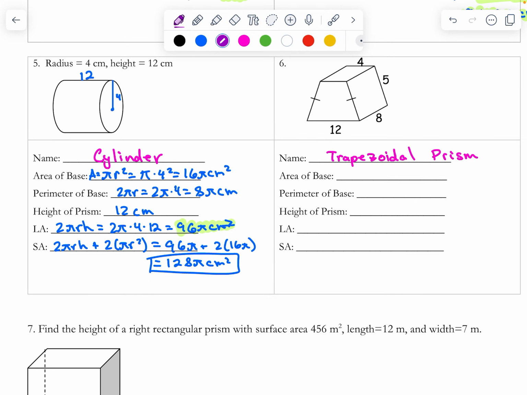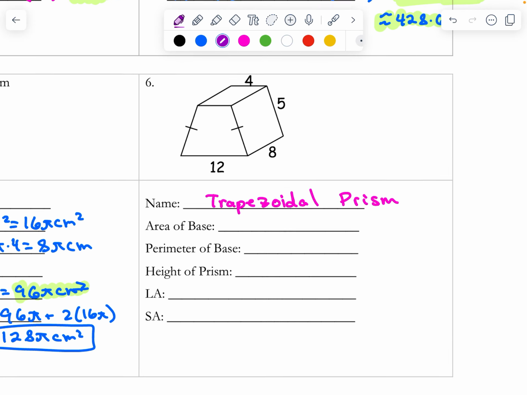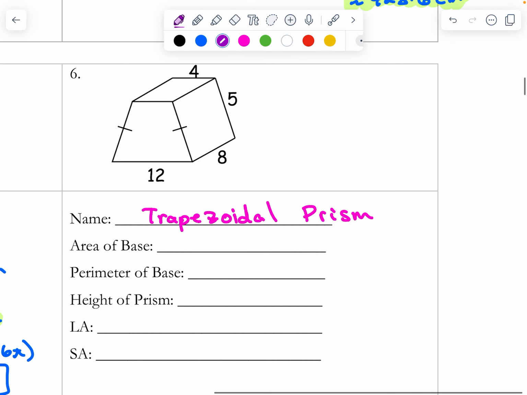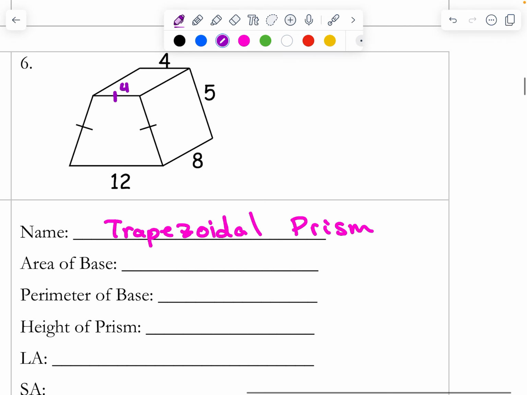Let's change this to purple, and let's do the trapezoidal prism. Again, my base is the trapezoid, so we need to see that this is going to have a base of 4. So the area of my trapezoid, remember, is the average of your bases. So let's take that: 4 plus 12 divided by 2 times height.